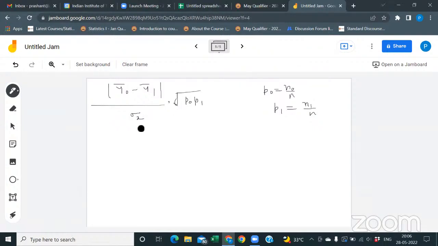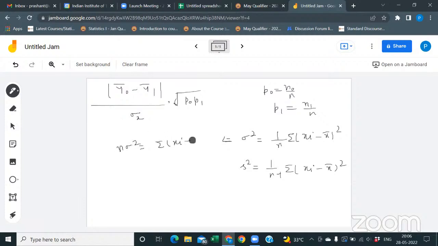So what is your population variance? You know this formula, right? And what is the sample variance? Just n upon n minus 1. So can I write this as n times sigma square equal to summation of xi minus x bar square? Yeah, we can write this. And this one can I write as n minus 1 times s square equal to summation of xi minus x bar square? Right? So these two things are equal.